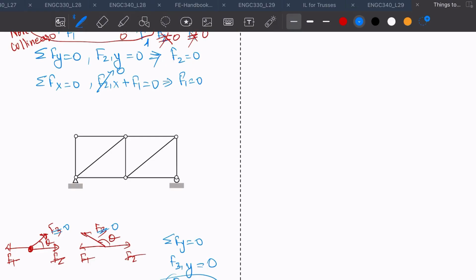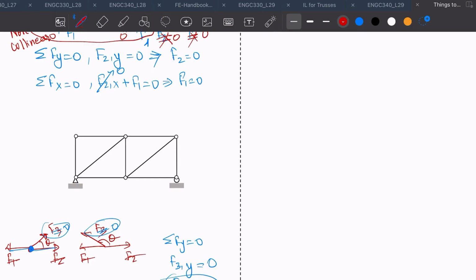So if at a joint you have three member forces or three unknown forces, and you find that one of them is non-collinear and the other two are collinear, then the third force, the non-collinear member force, will be equal to 0. Okay, so how do we apply this?